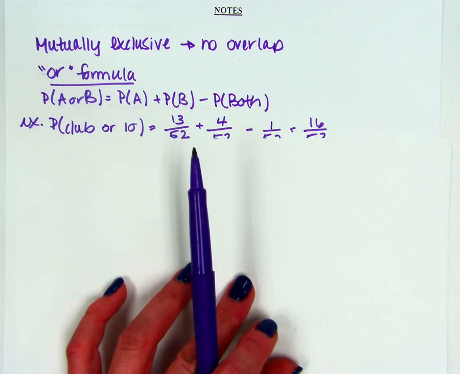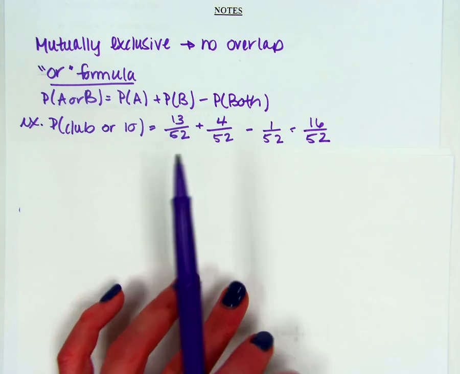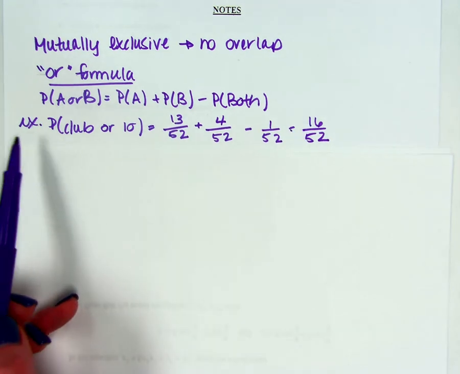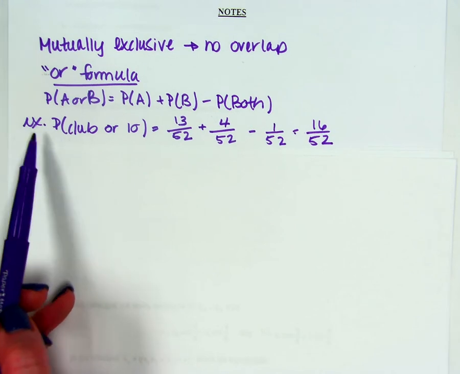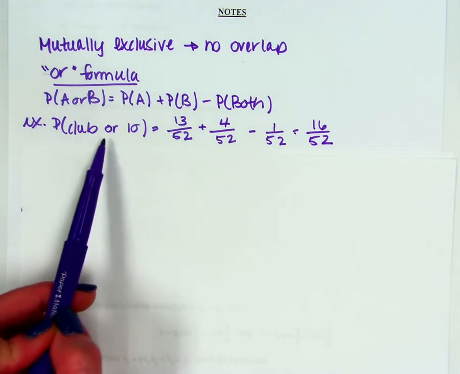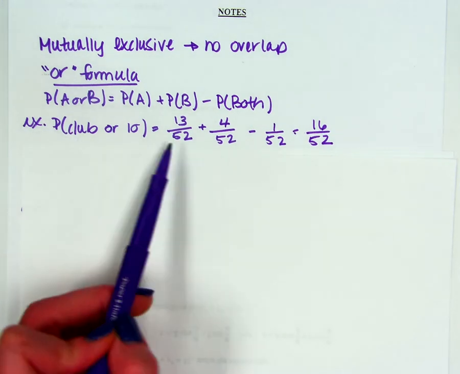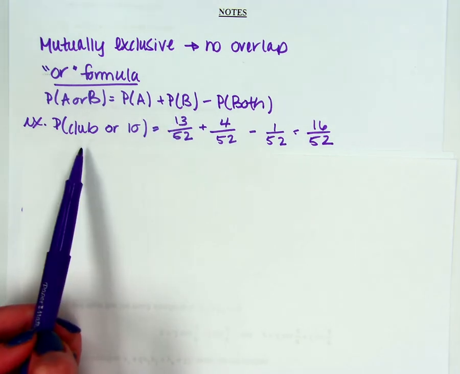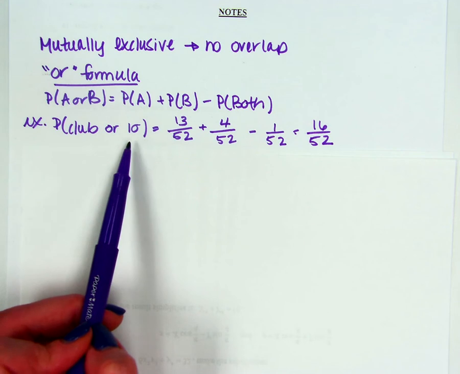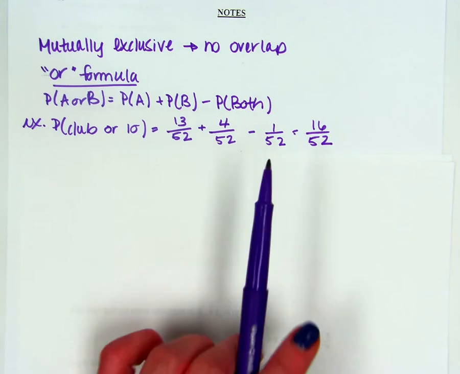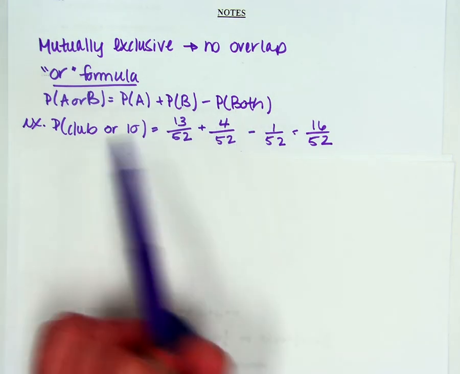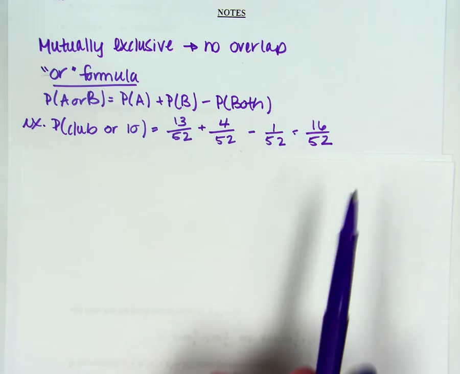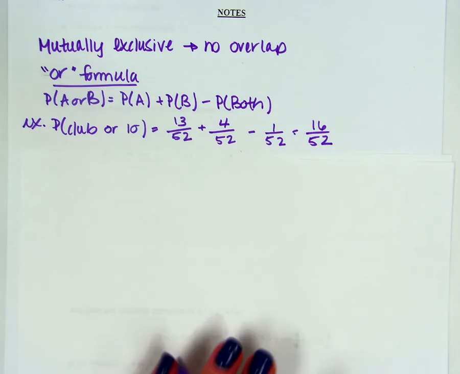For example, we did a lot of work with the face cards and the playing cards the other day. So here's an example: the probability of a club or a 10. We have a chance of it being 13 out of 52 if it's a club, 4 out of 52 if it's a 10. We'll add those together, and then subtract the probability of both, which would be 1 out of 52. So our total would be 16 out of 52.